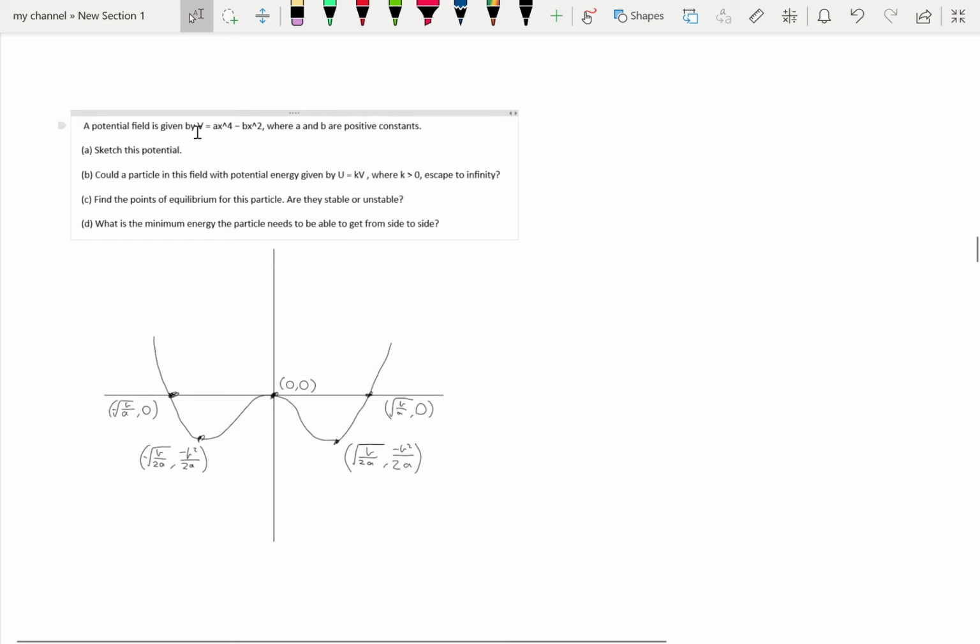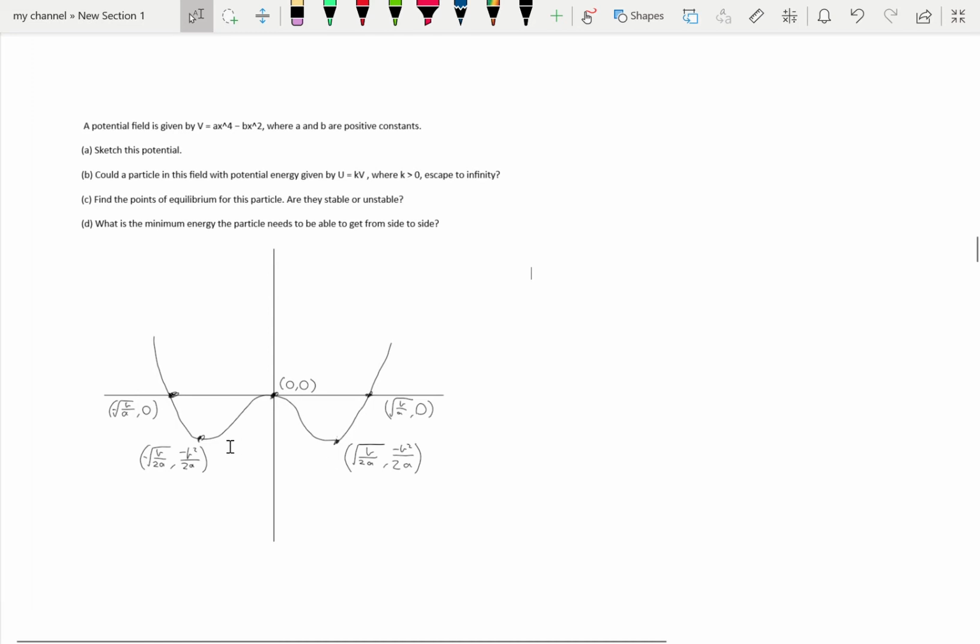So this is what the potential looks like when you sketch it, because you have an initial negative second derivative, which is dominated then by this positive ax to the 4th term. The points of equilibrium are stable. They are here and here, because as you can see, the second derivative is positive at both of these points.